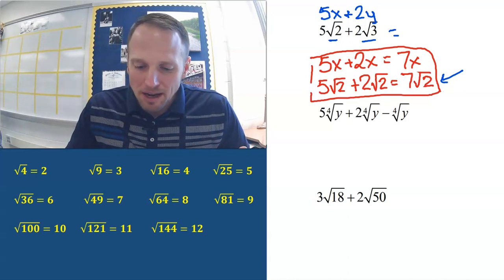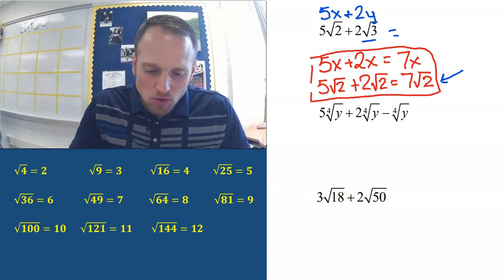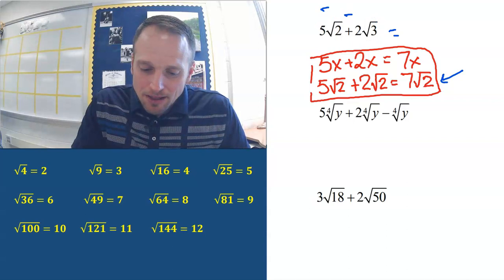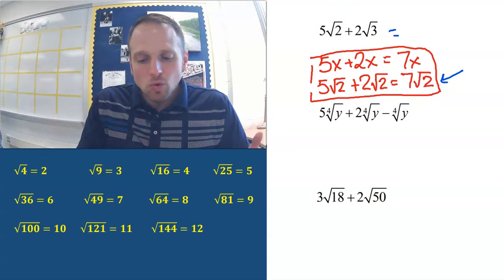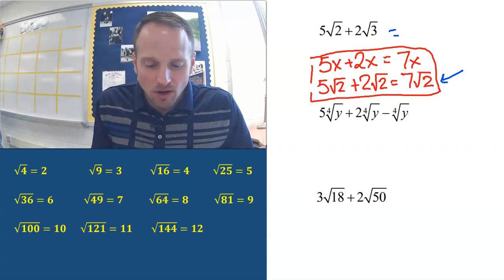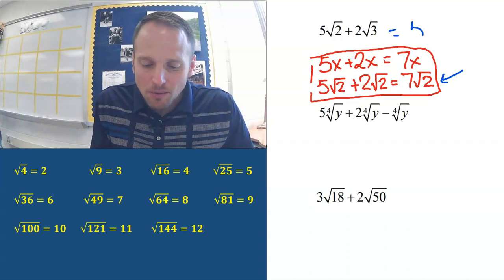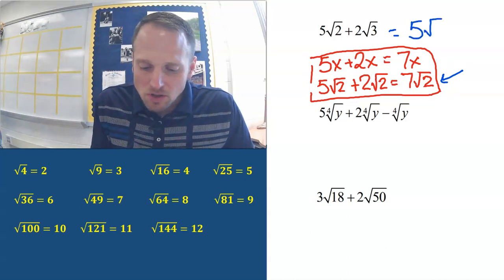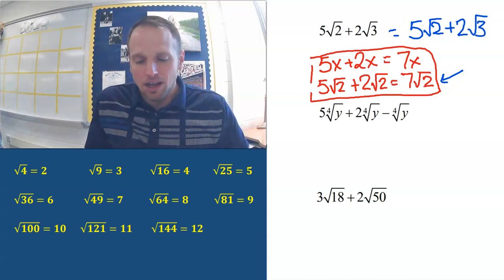So let's come down here to this one and see how we'd handle it. That root 2 and that root 3, they're not like terms, so we can't do anything with this at all. This is kind of a tricky problem to start out with, but this is just going to stay the exact same because there's nothing we can do with them. We can't add them together if they're not like terms. Let's look at this next one.